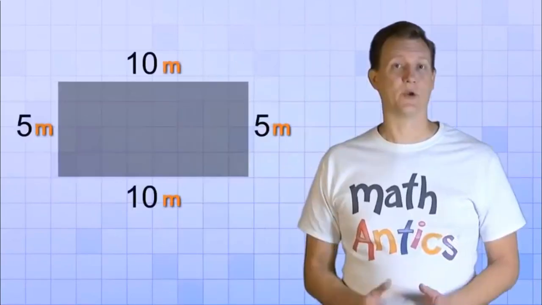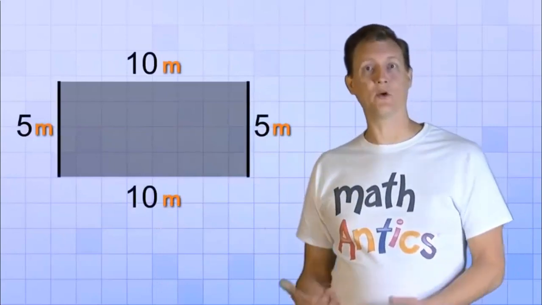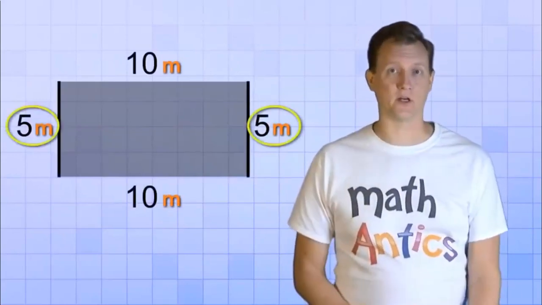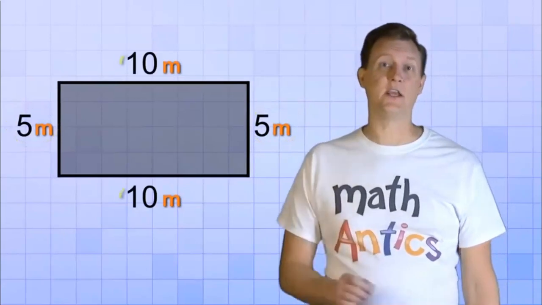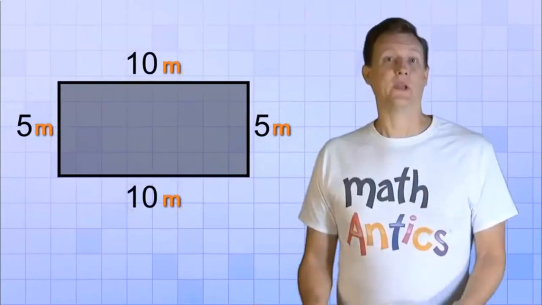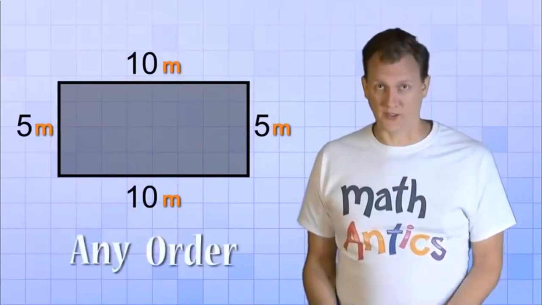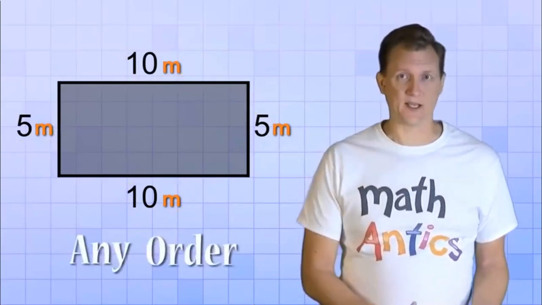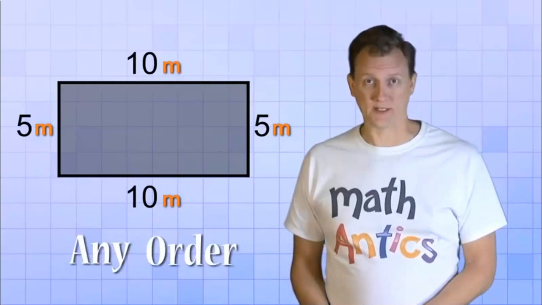This time our polygon is a rectangle, and you can see that the shorter sides are each 5 meters long, and the longer sides are each 10 meters long. So let's add them all up. We can add up the sides in any order we want to, as long as we don't forget any sides or accidentally count any of them twice.